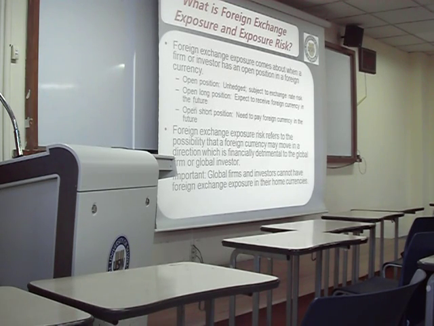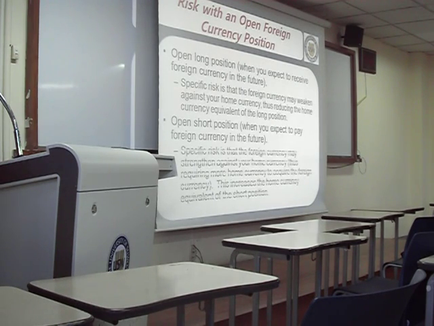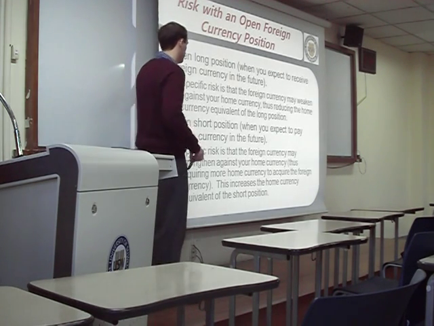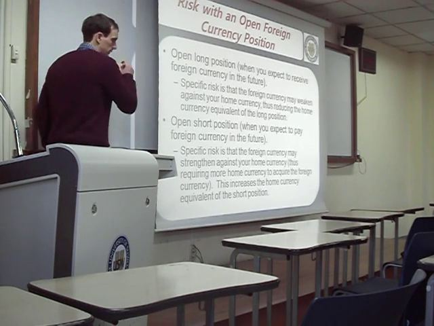So we have this risk. If we have this open position, the foreign currency can move in a bad direction, right? For the long position, the risk is that the foreign currency will weaken. The British pound will weaken against the dollar. We already looked at that example, right?